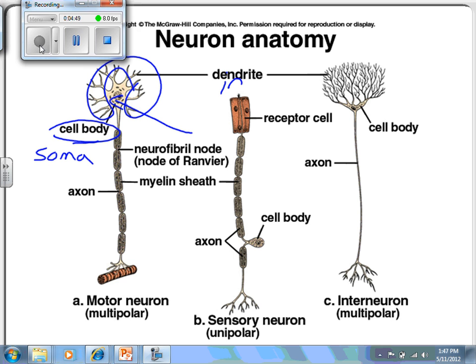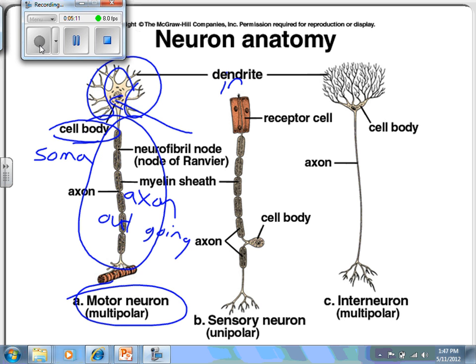Coming out the other side is an axon. And that axon sends out outgoing information. And it's going to send out that outgoing information to either a muscle or to another nerve. This particular kind of nerve we're looking at here is a motor nerve, which means it's connected to a muscle. It's carrying information from the central nervous system to a muscle.